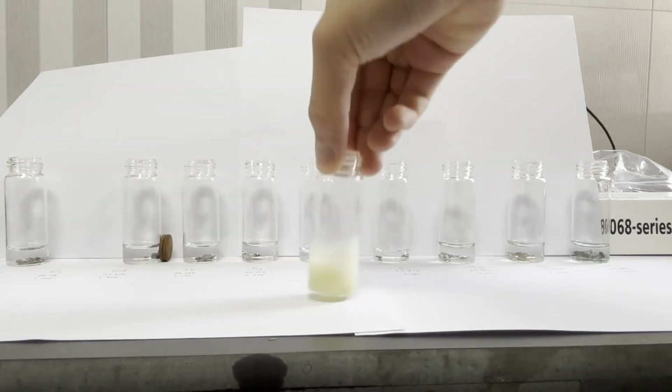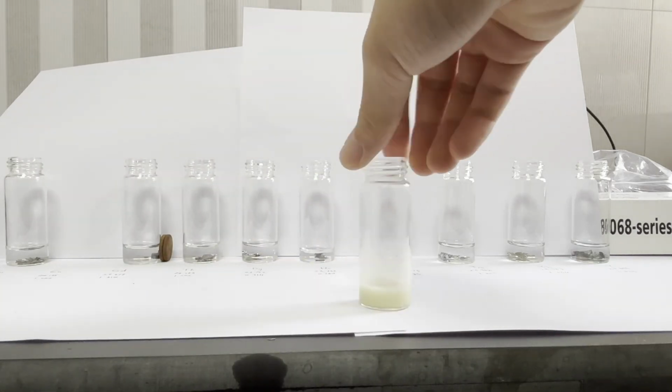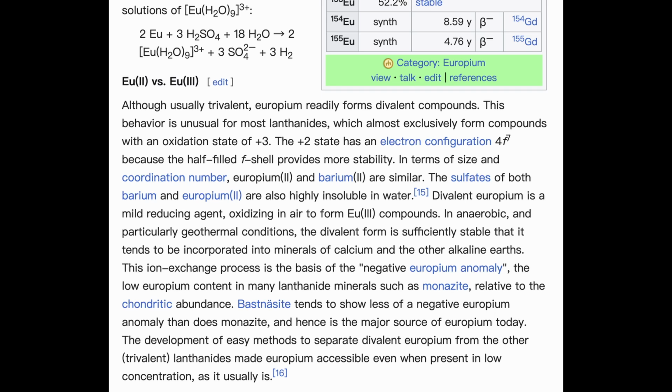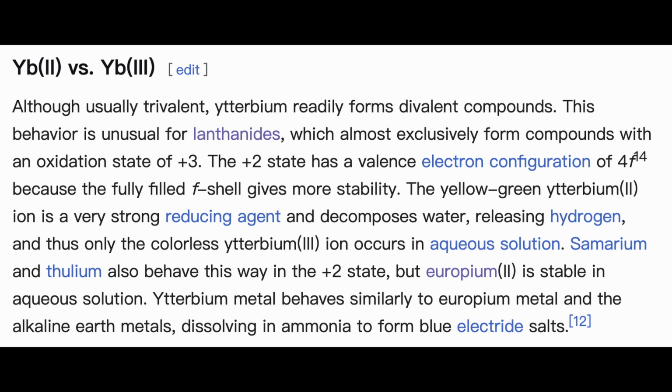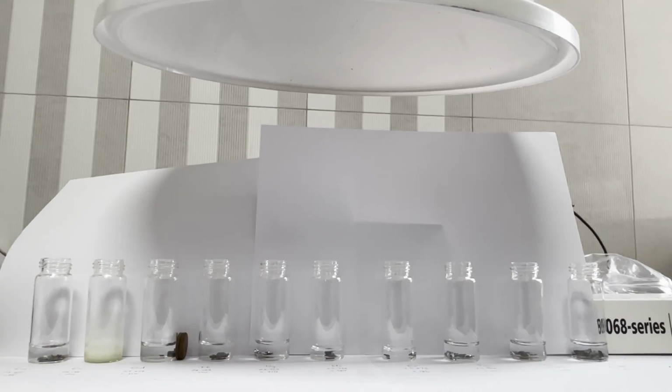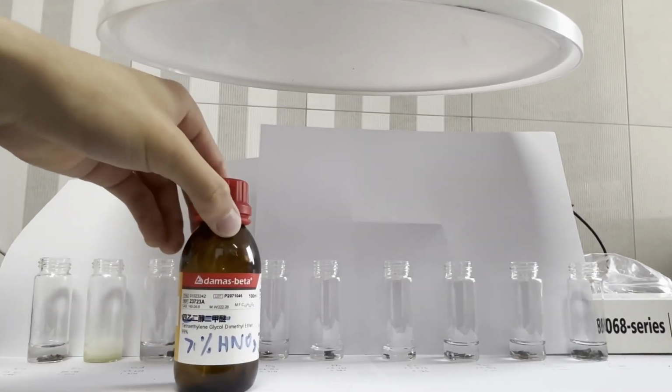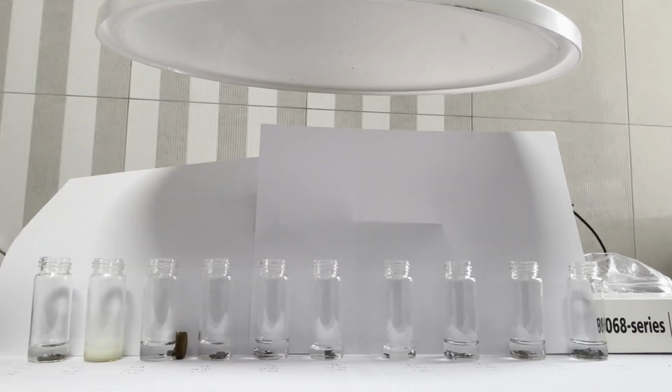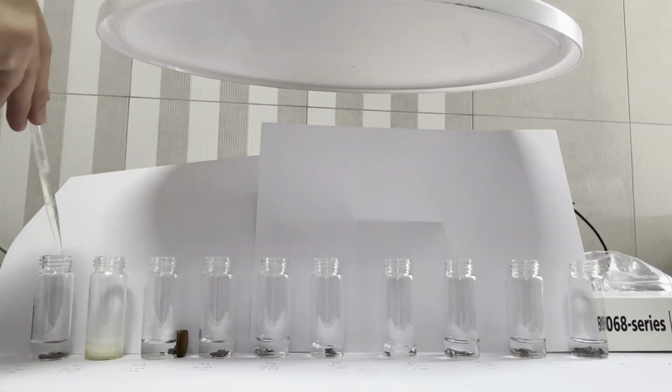However, europium is a significant exception, as it has a half-filled f orbital electron shell in its divalent ion state, which leads to its high reactivity and high tendency to form divalent compounds. An analogous but diminished reactivity can be observed in ytterbium, which has a full f orbital electron shell in its divalent ion state. Under the protection of my fume ventilation device, I then carefully added 4 milliliters of 70% nitric acid drop by drop into each vial to dissolve the metals into their nitrates.